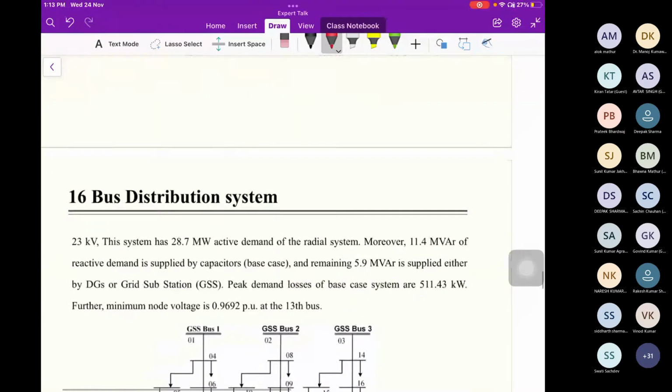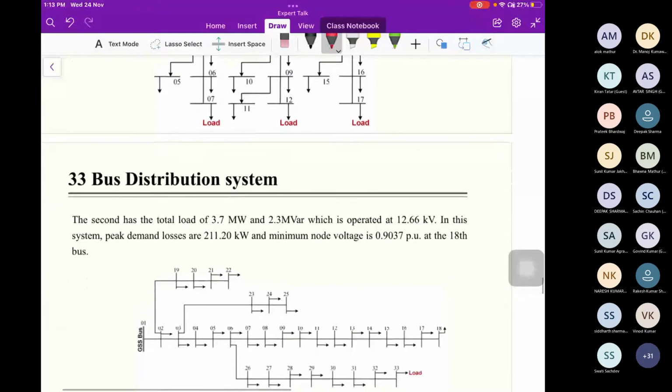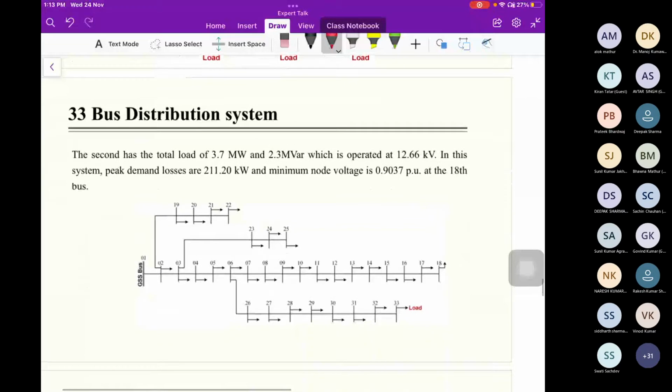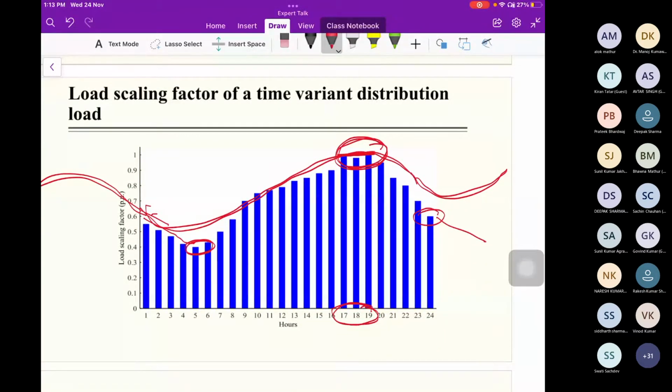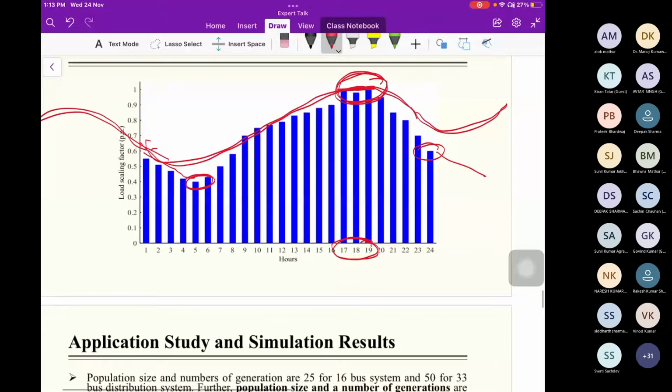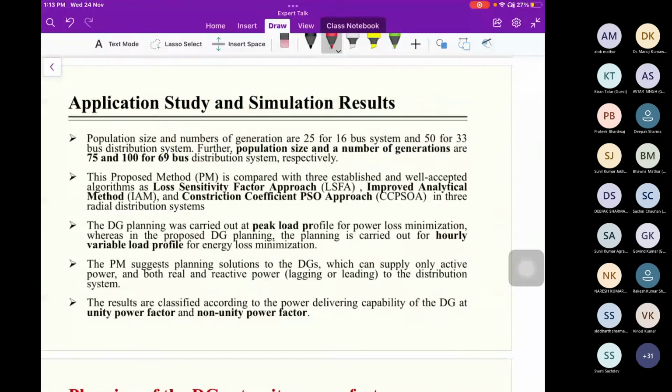Now we will discuss the 16 bus system, 33 bus system, and the 69 bus system. And this is the variable load profile of the distribution system. In this condition, we will assume some population size and number of generations. The 16 bus system is a very small system, so we will use 25, and for the 33 we will use 50, and for 69 we will use 75 as the population size, and the number of generations is 100.